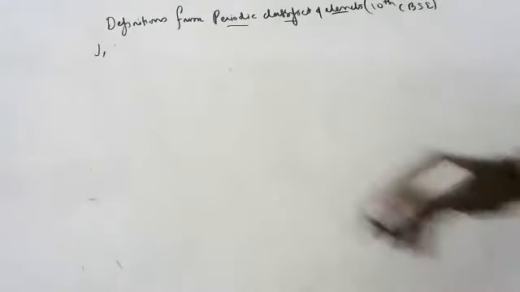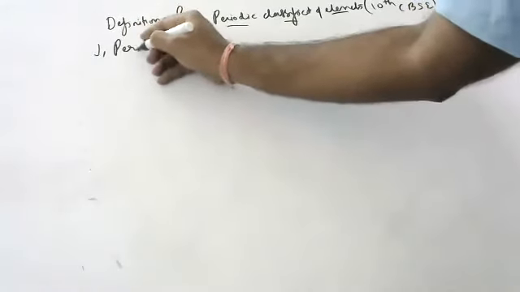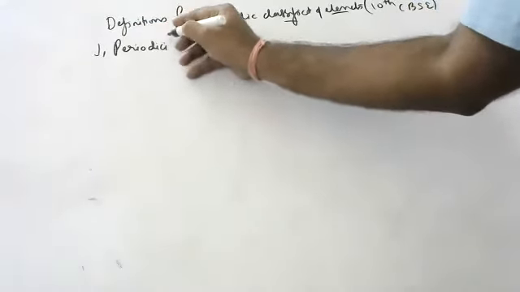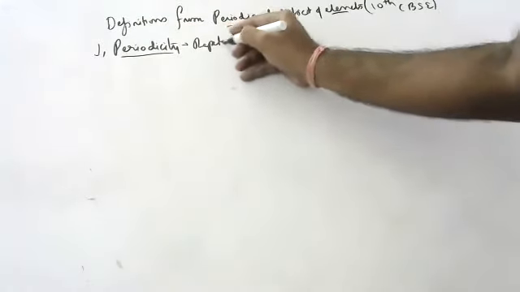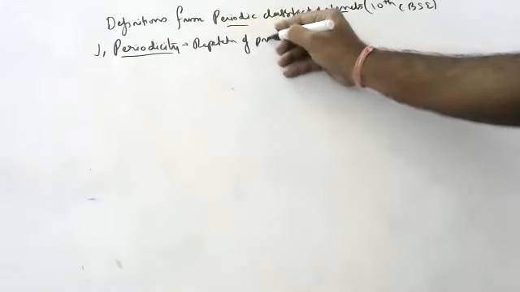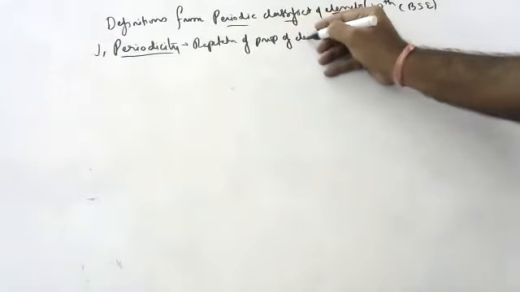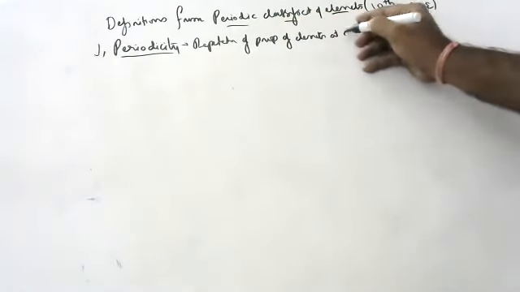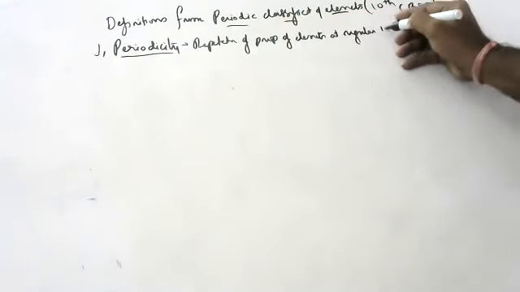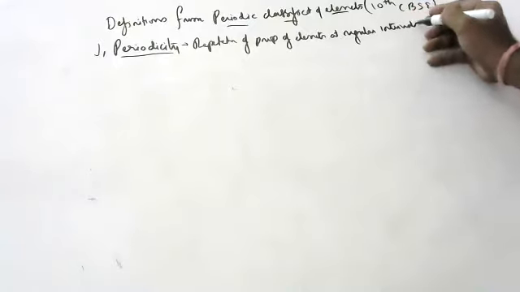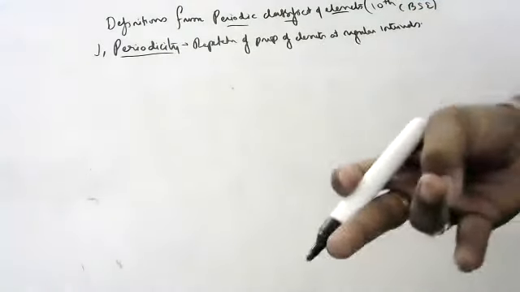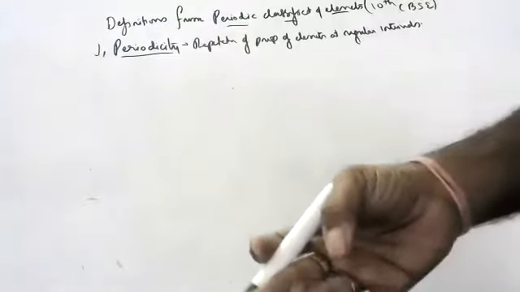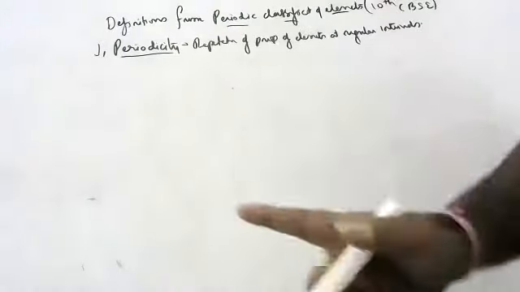Okay, first definition, most important definition. What is periodicity? So many times in board exam they ask, children, what is periodicity? Repetition of properties of elements at regular intervals is called periodicity.